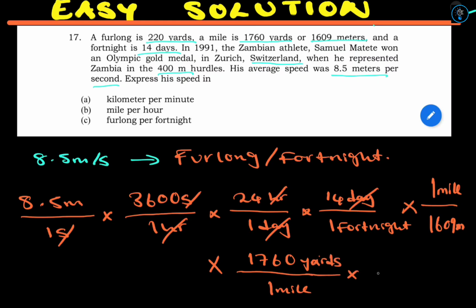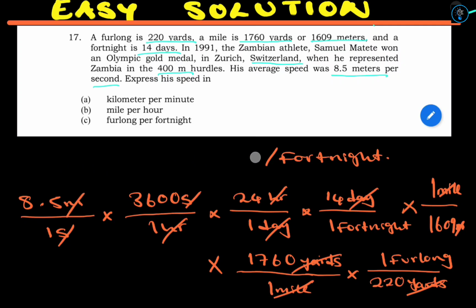Multiplied by, we know that we have 220 yards in 1 furlong. So that way, this unit will cancel that one, and meters will cancel with the meters. So we are going to get our unit of interest. So we're going to get the value now.